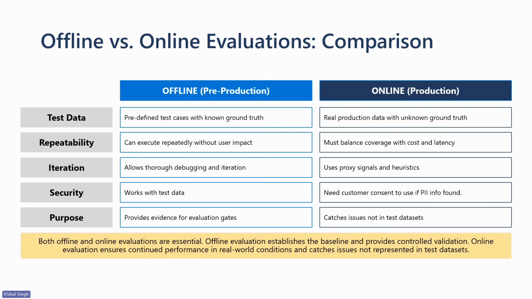Now, it's not that we choose either of the two. Both are critically important and both are essential. It is essential to ensure that your offline pre-production evaluations serve as a controlled validation and tell you whether or not your agent is in a good capacity to go to the live system. Your online production system is basically to ensure that the continued performance in real-world conditions is being met and none of the situations are slipping through.